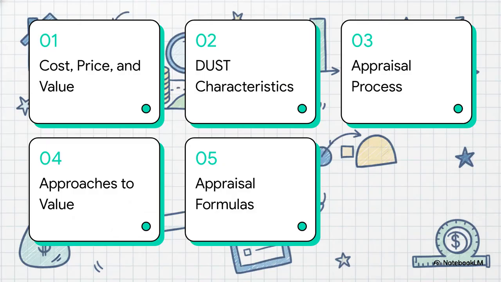Here's our roadmap for this explainer. First, cost, price, and value. Second, the DUST characteristics. Third, the scientific appraisal process. Fourth, 3 approaches to value. And finally, mastering appraisal formulas. Let's get our mental toolkit set up.